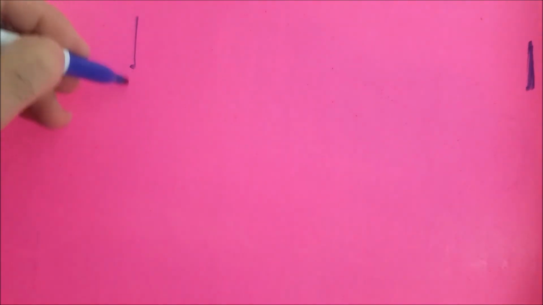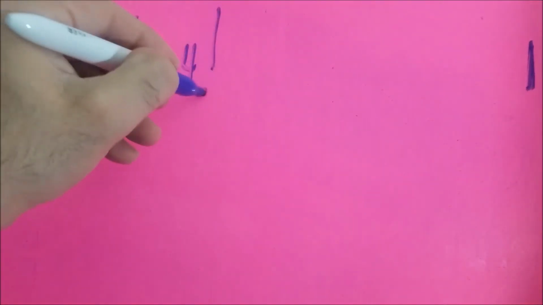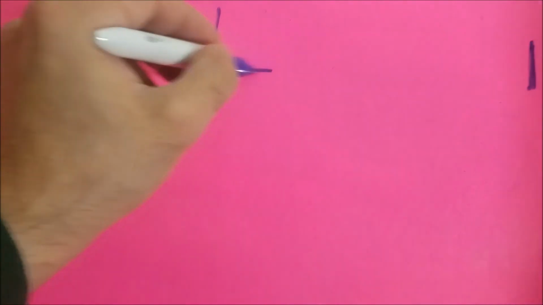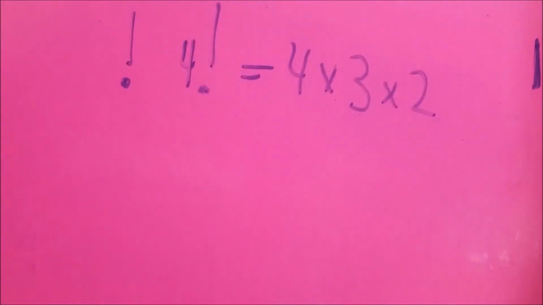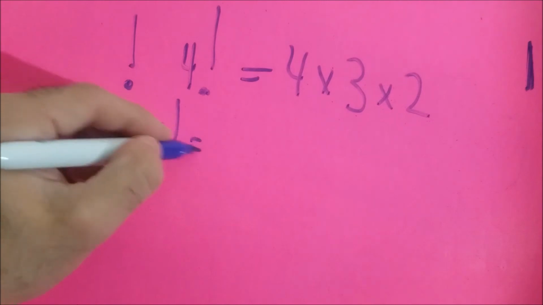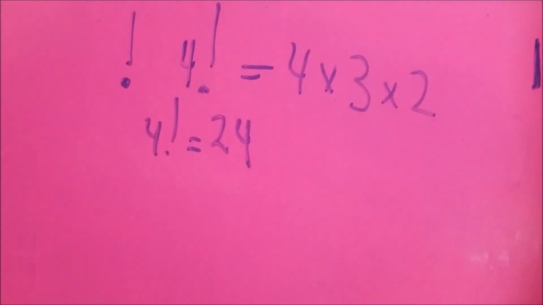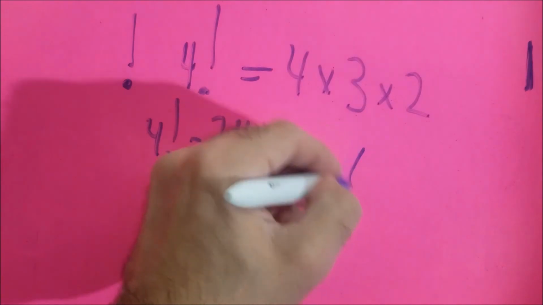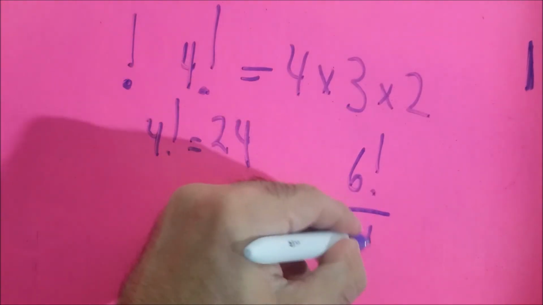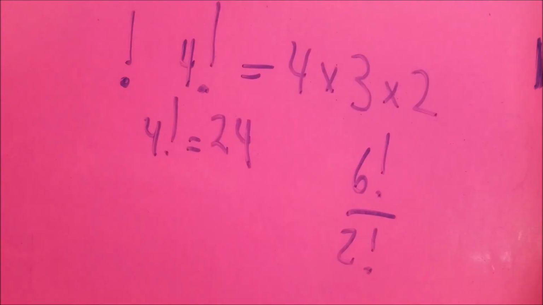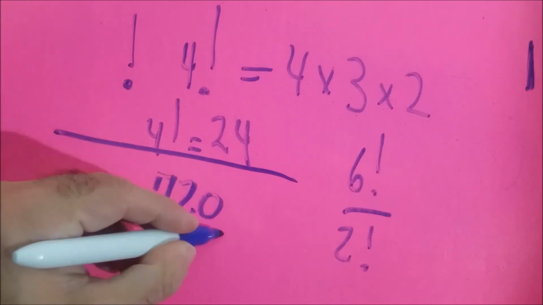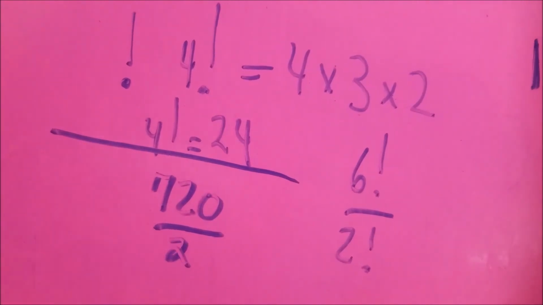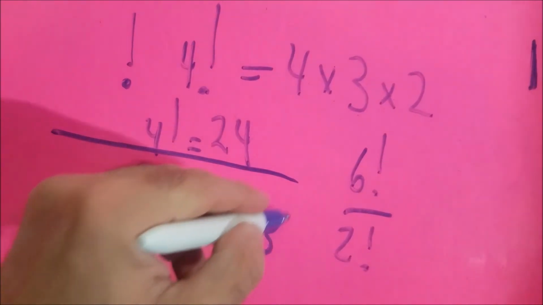So again, this is a factorial sign. What is 4 factorial? Again, it's going to be 4 times 3 times 2. So 4 factorial is 24. Now, what about this? See if you can do this one. What if I gave you 6 factorial over 2 factorial? What would that be? Well, we already said that 6 factorial is 720, and 2 factorial is 2. So what is the answer? It'll be 360.